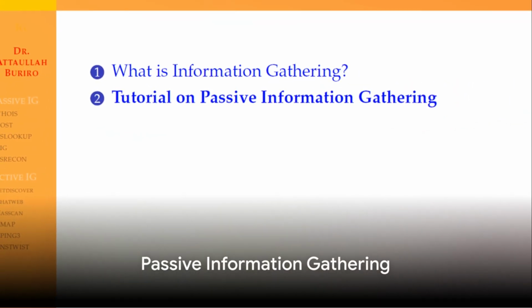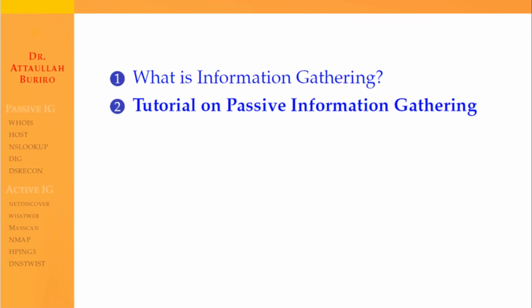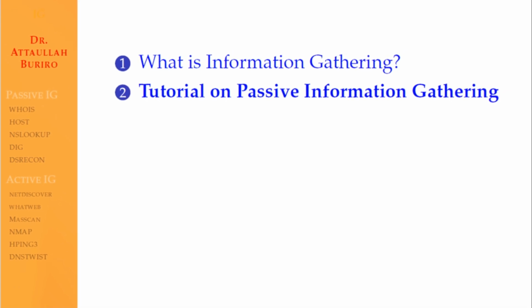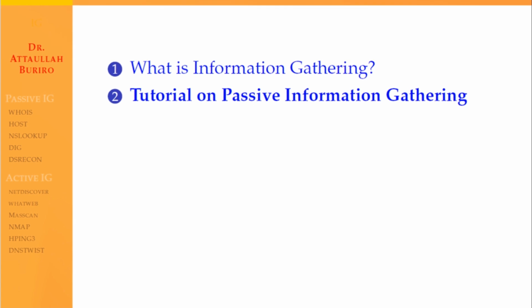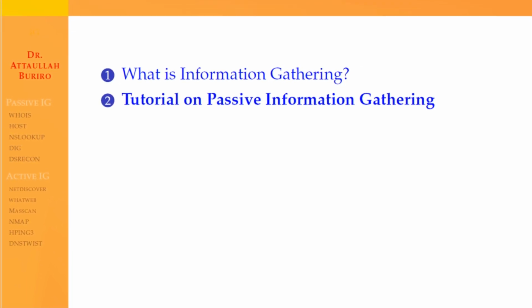Next, what is passive information gathering? This technique involves collecting data without directly interacting with the target. We'll explore various passive methods such as open source intelligence, which involve mining publicly available information from sources like social media, company websites, and public records.